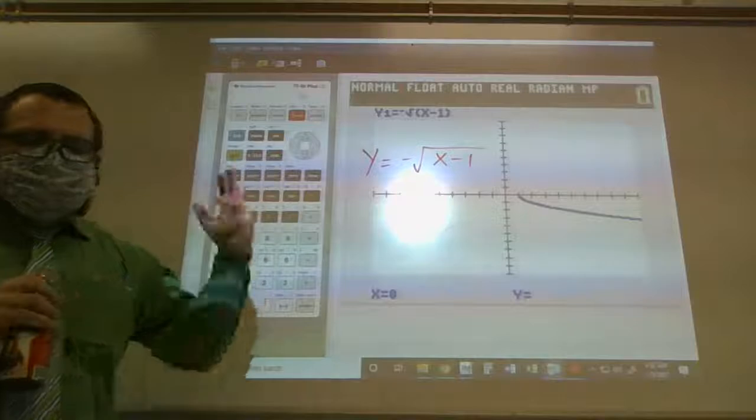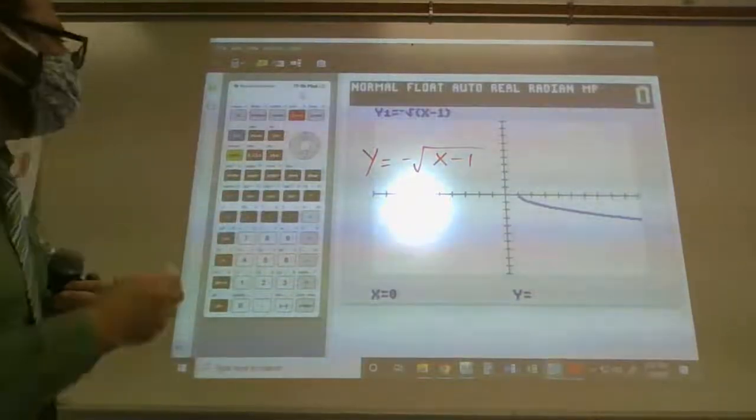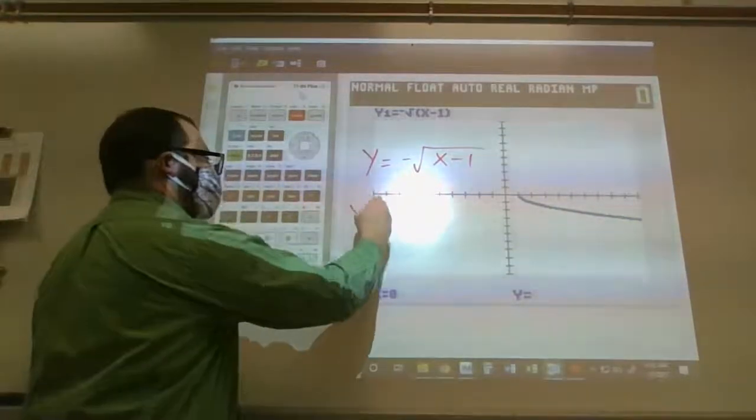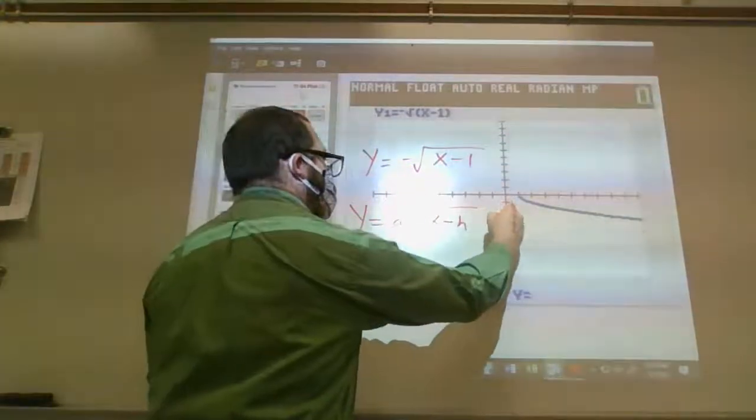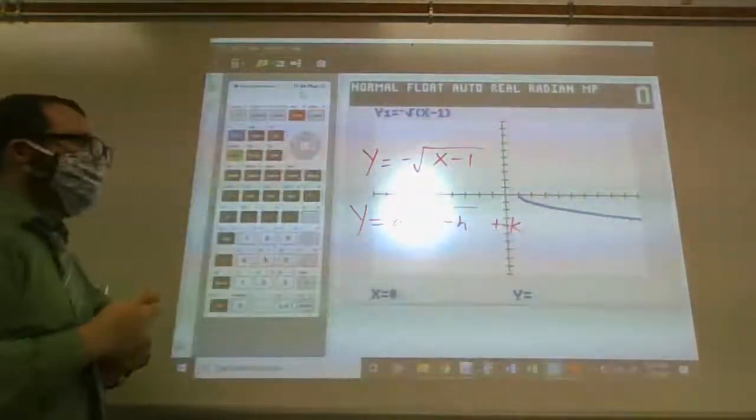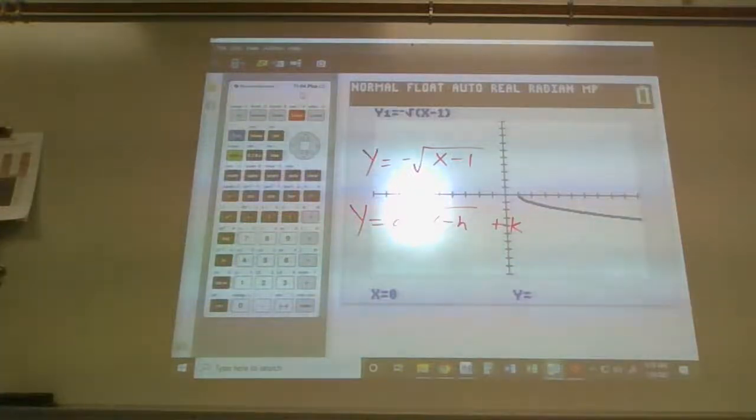The number on the inside, x minus 1, well, let me write this as well. We wrote this down last class. I'm going to write it down again. This is the general form, or the standard form, I should say, of a square root function.